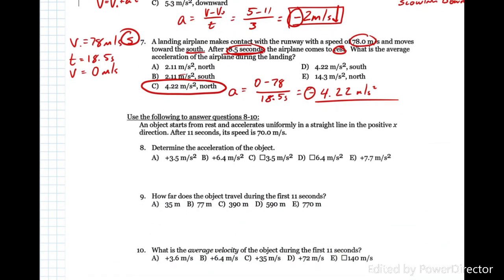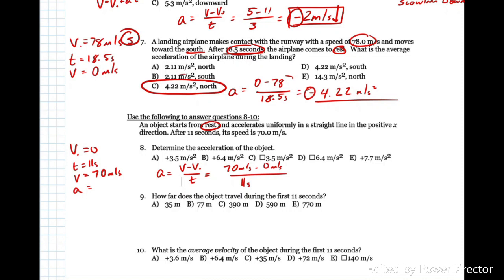8 through 10, an object starts from rest, so my initial velocity is 0 and accelerates uniformly in a straight line in the positive x direction. After 11 seconds, its speed is 70 meters per second. First thing we want is the acceleration of the object. Again, it's the same math that we've been doing for the last 2 questions. The acceleration is the change in velocity, v minus v0, over the time. So 70 meters per second minus 0 meters per second divided by 11 seconds. So my acceleration comes out to be about 6.4 meters per second squared. It's positive.